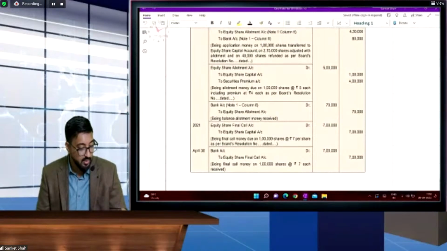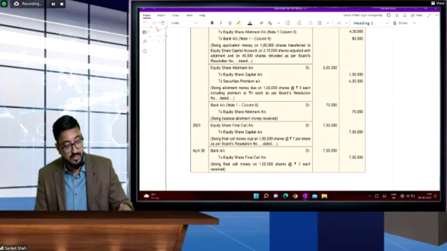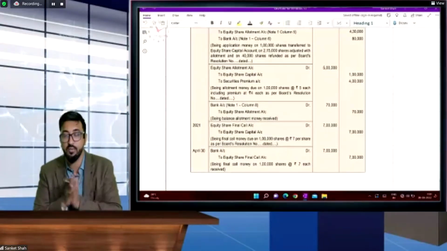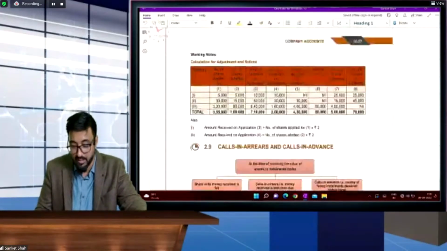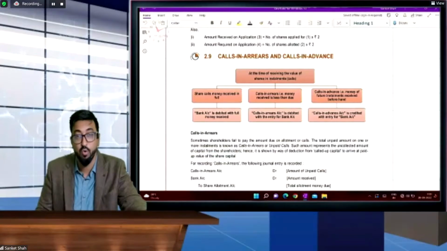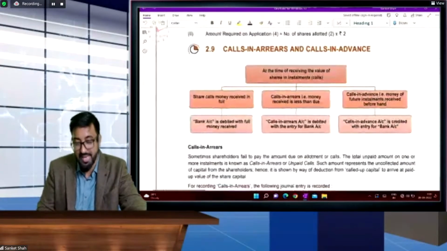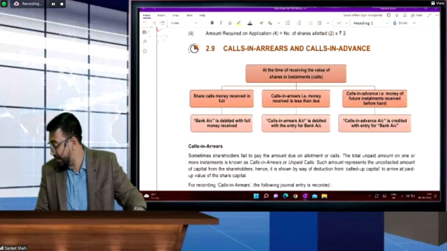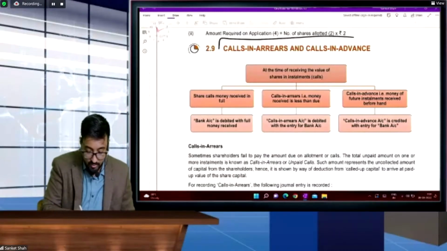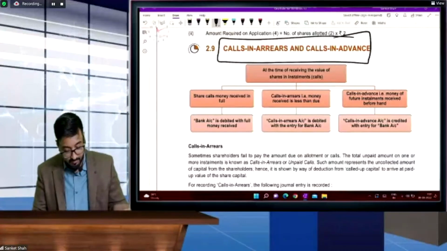Example 1, please do practical questions with diagrams. Okay, let's go. So now everyone answered it. Let's start with today's session. So you understood the Illustration number 7 that I did for 10 marks, right? That is the A+ category question. And now we are going to see calls in arrears and calls in advance concept. Okay, calls in arrears and calls in advance concept. Understand?